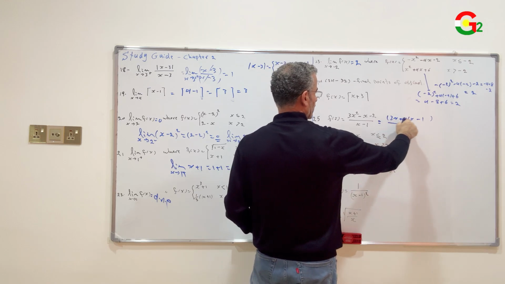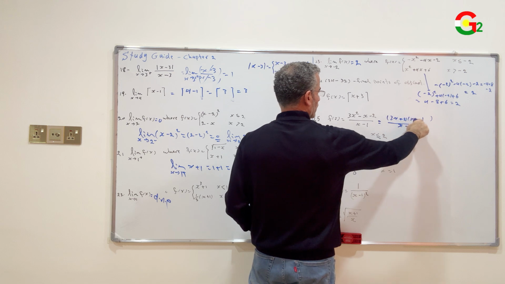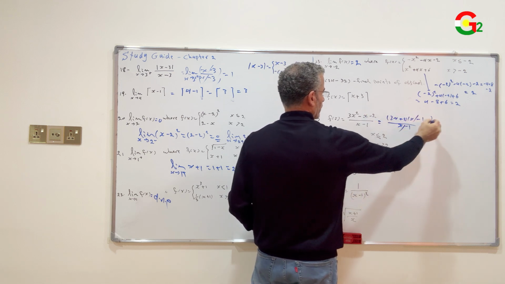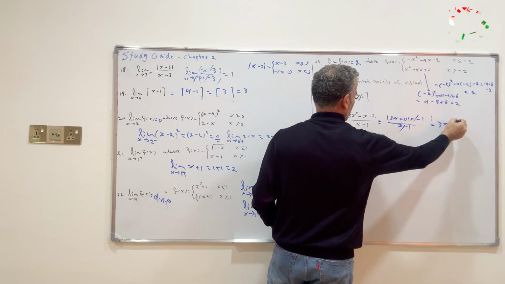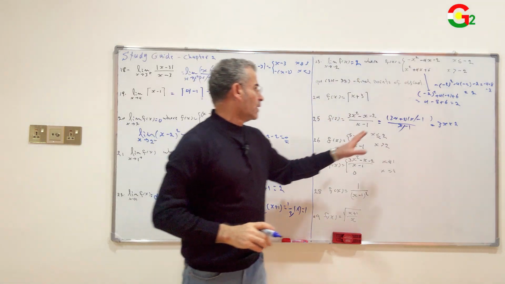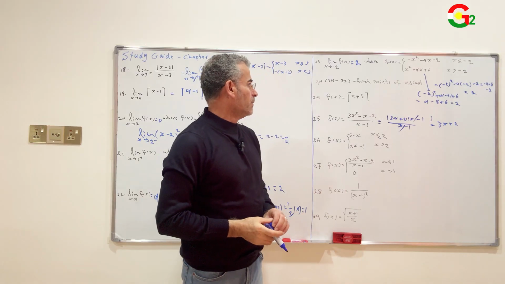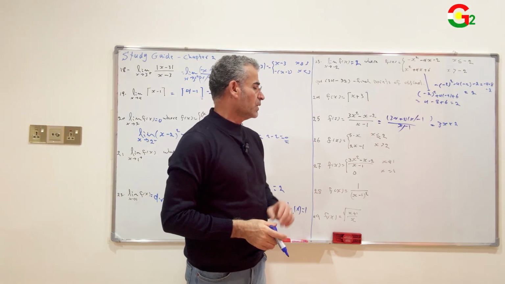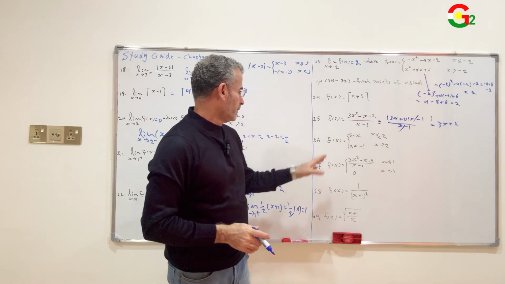Let me check. 3x power 2, negative 3x plus 2, negative x, negative 2. Then 3x plus 2. Therefore, the limit exists. Therefore, the discontinuity is removable.